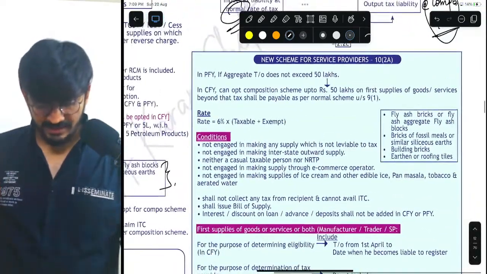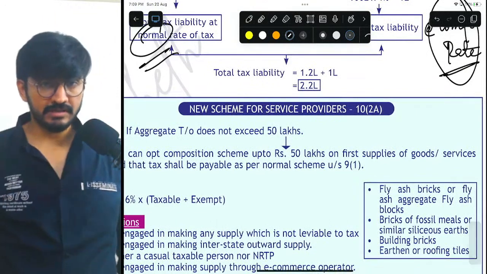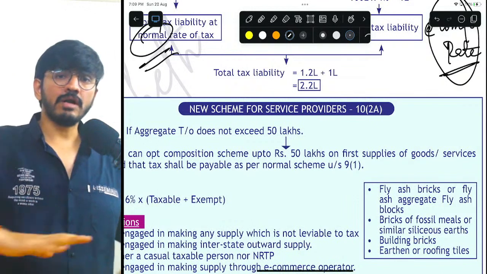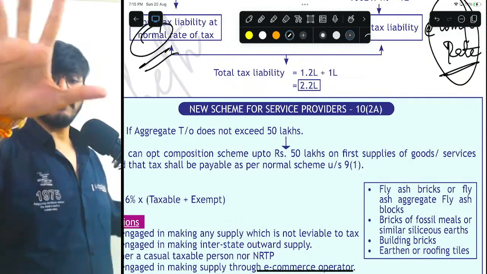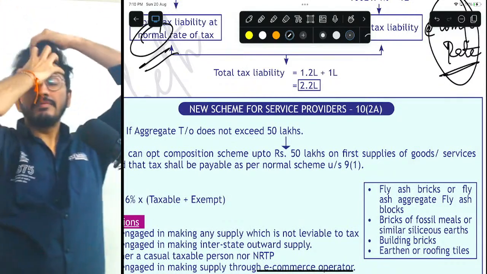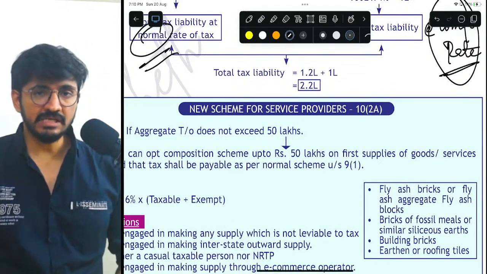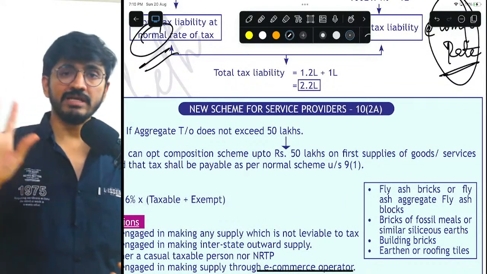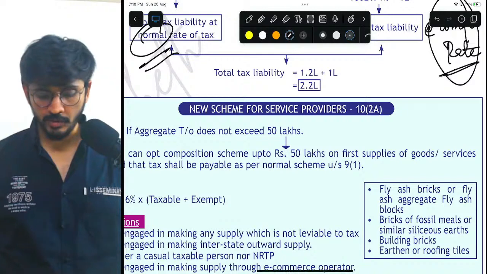Done. And the next is, my dear friends, very simple. New scheme for service providers, 10(2)(a). The threshold limit here is for the entire part of India, all the states, all the union territories, 50 lakhs. And also understand that the rate applicable here is 3% CGST, 3% SGST. Very simple. So the rate here is 6% in total.